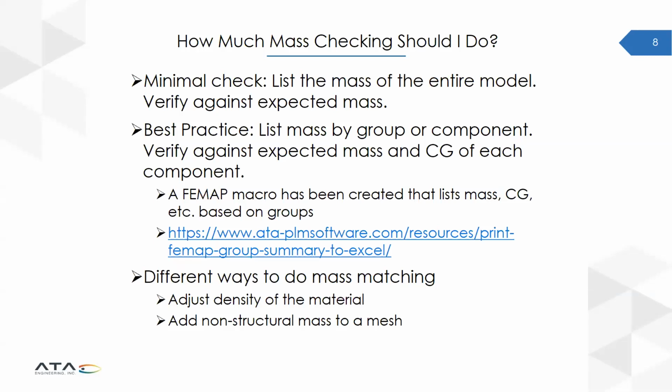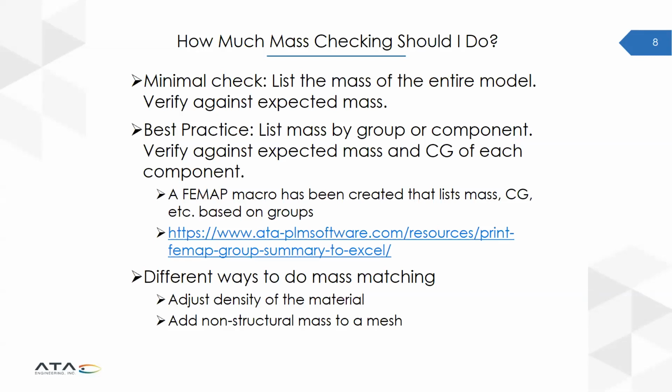And one way that makes this easier is that we have a Femap API on our website, which does this a lot more efficiently. So instead of doing one by one, you can basically select all, if you have groups already set up in your model that represent different components, you can run this API and it'll give you an Excel spreadsheet that lists, among other things, the mass, CG, et cetera, for each group that you have.